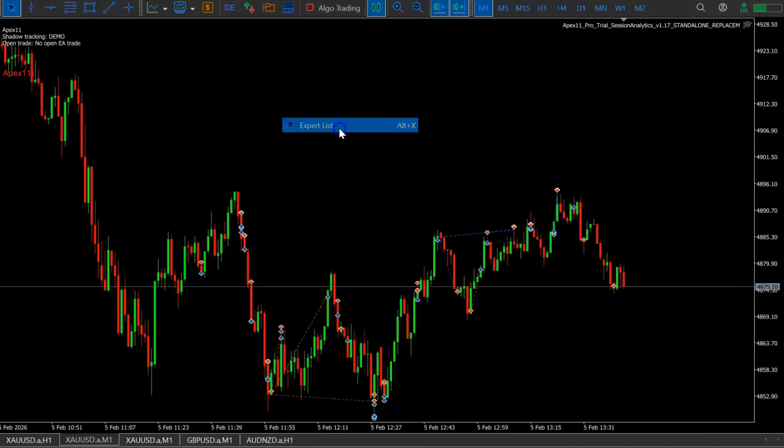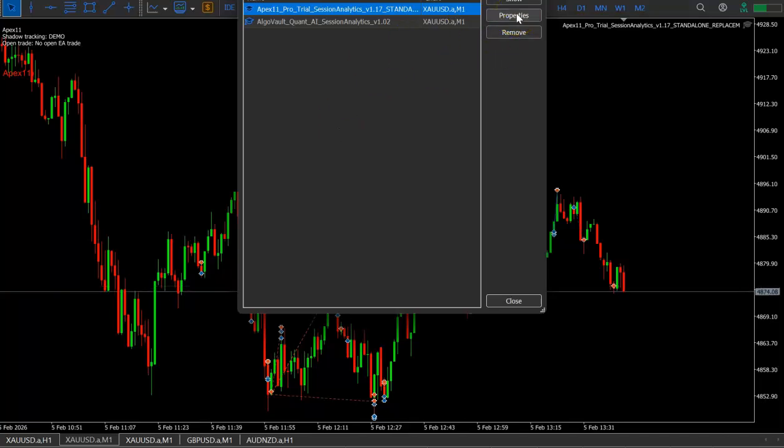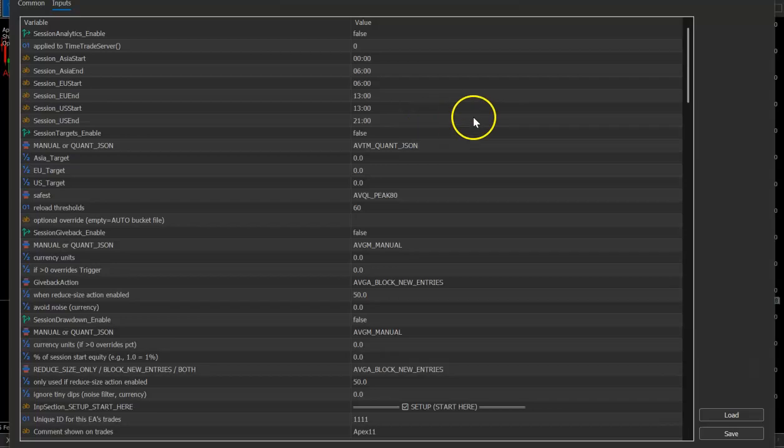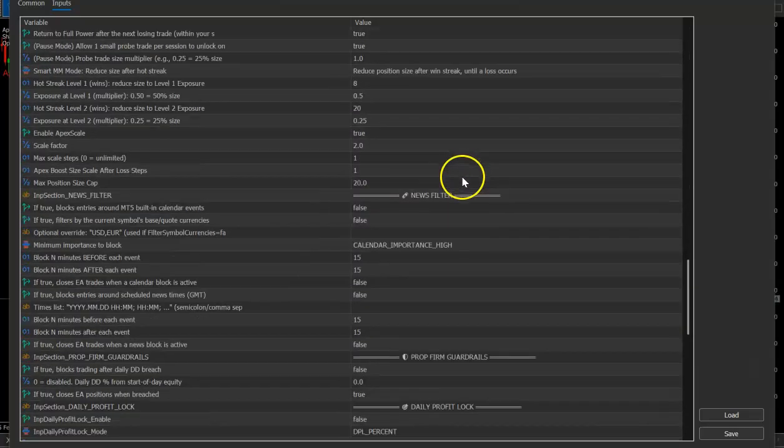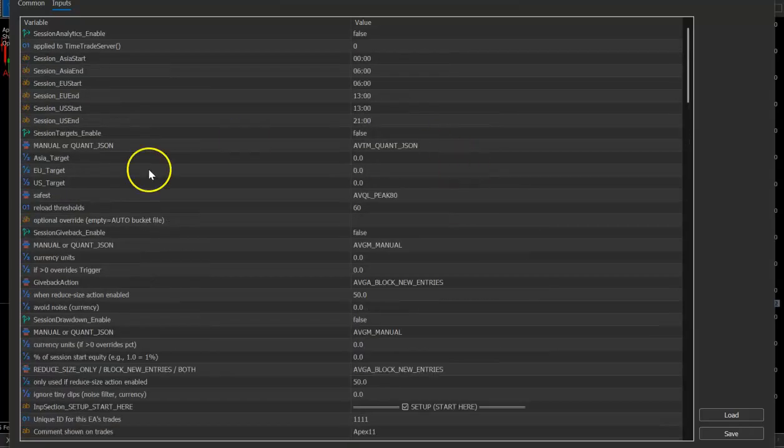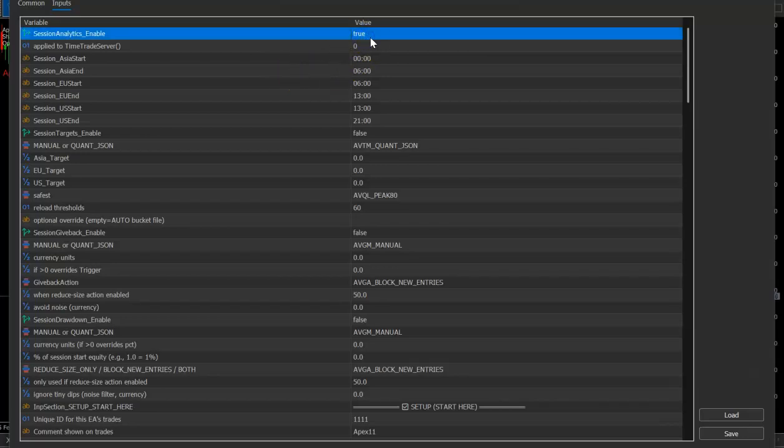So this is properties. So a lot of settings in the Apex11 system. First off, I'll go over this in more depth at the end, but this is the profit target and drawdown tracking automation. So basically what this does, when that is true, it is tracking every single trade that the Apex11 takes during the trading day. And this is always good to be running consistently 24/5 on a demo with all the restrictions off with the Apex11 system. So it's building data and targeting profit peaks.